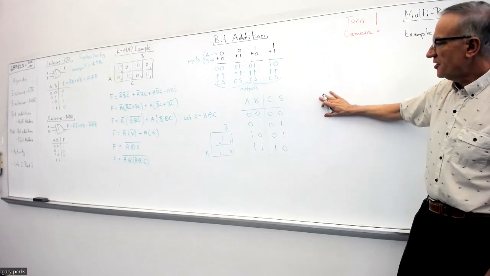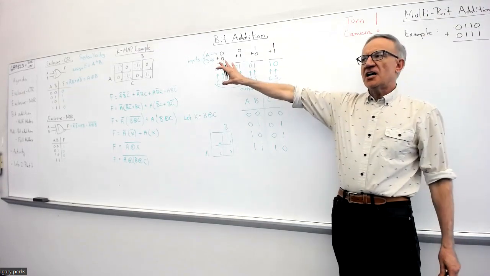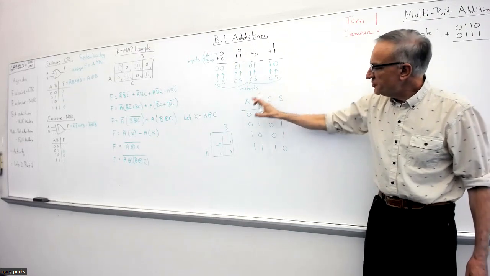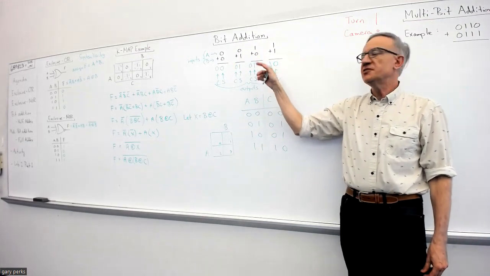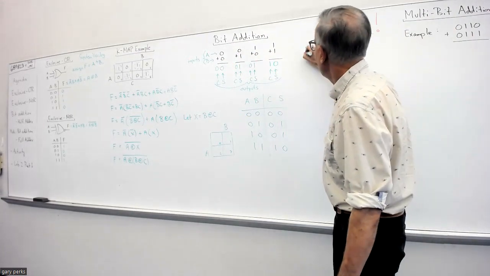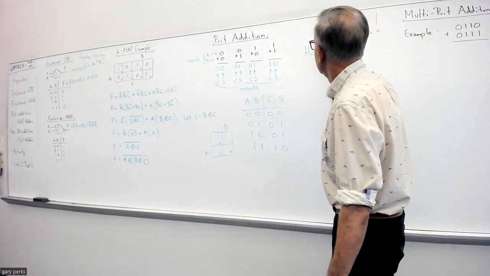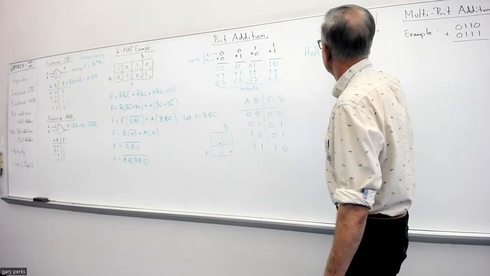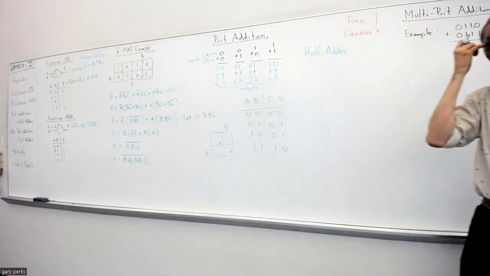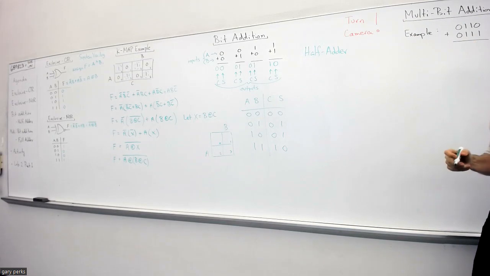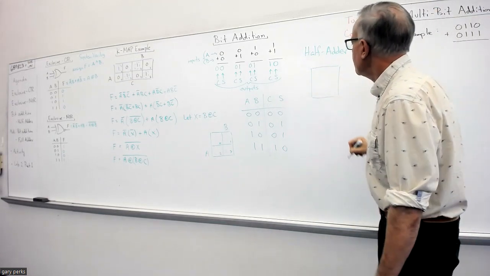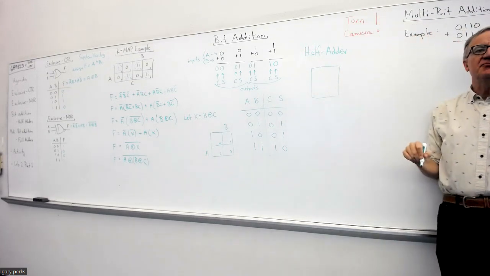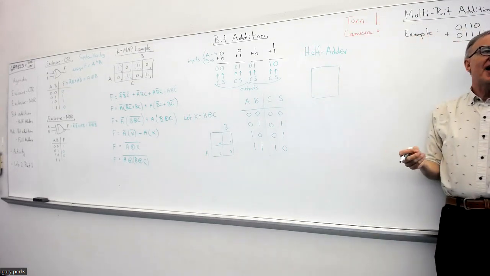Okay, so the logic circuit that gives you this truth table and therefore forms these rules is called a half adder. And you're going to build a half adder in System Verilog. And one of the things you're asked to do in the activity is a black box diagram for a half adder.